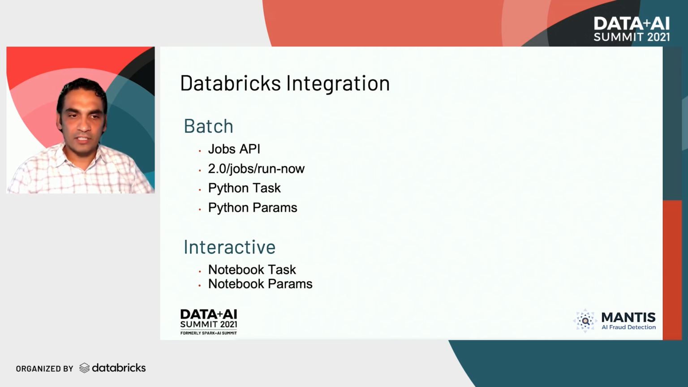We also have certain interactive requirements. For example, whenever we want to take out a report, we are not waiting for a long time. We want the result to be immediately returned to the front end. So we use a notebook task for that reason, and we pass parameters using the notebook params. We trigger the notebook, it runs, does the analysis, and gives back the results immediately, which get shown in the front-end application. So we tightly integrate with Databricks for both the batch as well as the interactive requirement.